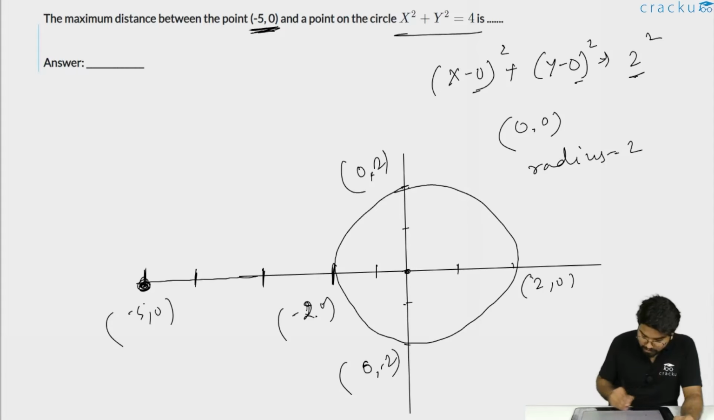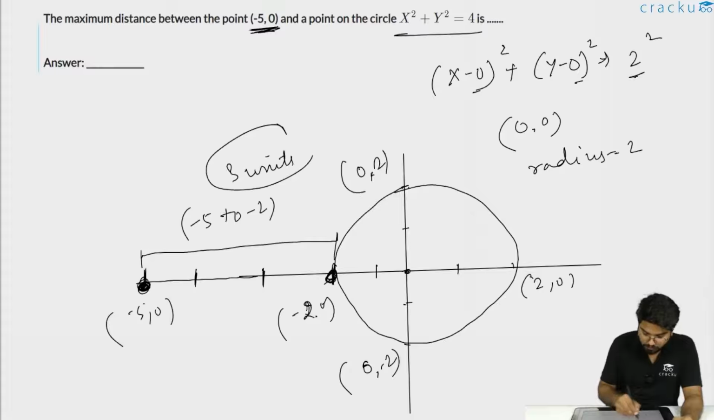From this point, what can be the maximum distance to any point on the circle? Let's find out first what is the minimum distance between this point and a point on the circle. The minimum distance is always in a straight line. So from this point to this point, this is the straight line. So this is the minimum distance, that is minus 5 to minus 2, that is 3 units, and that is minus 5, 0 and minus 2, 0.